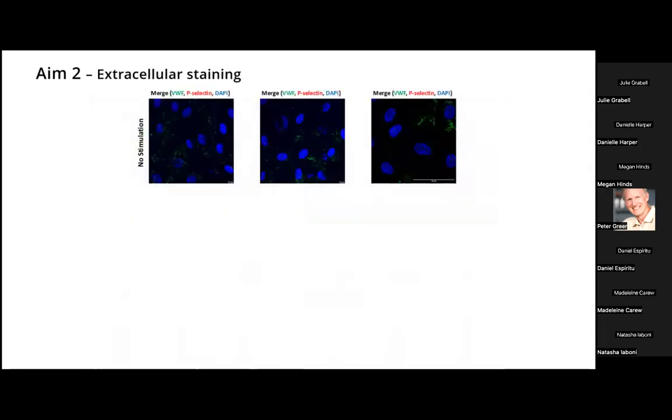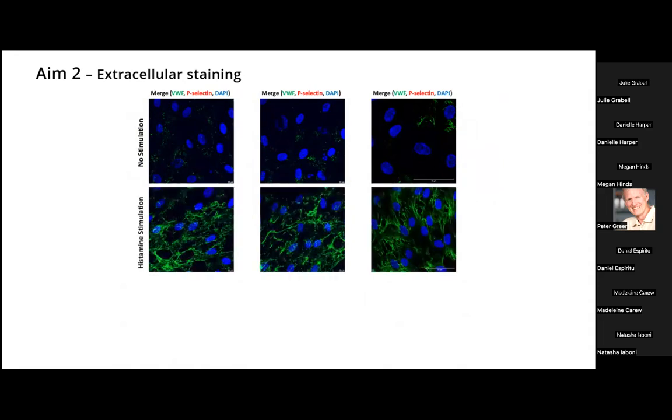So this is the results for extracellular staining so far. And again, this is all going to be the no stimulation on top. So as you can see, there's very little VWF staining. There's also no P-selectin staining. But the small amounts of green that you see could either be just from a basal release of VWF, or perhaps there's partial permeabilization with the PFA it was fixed with.